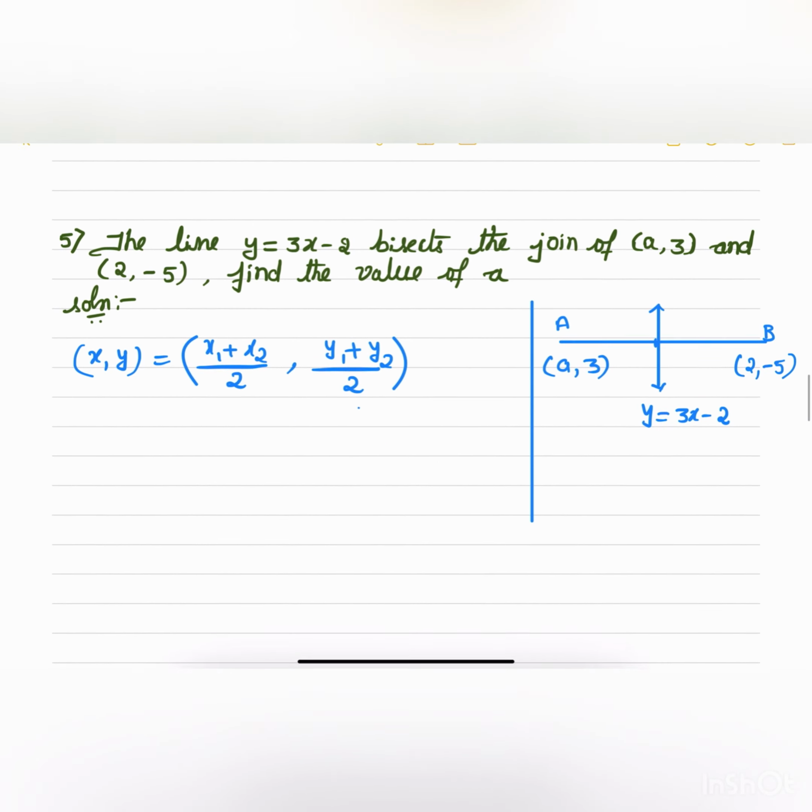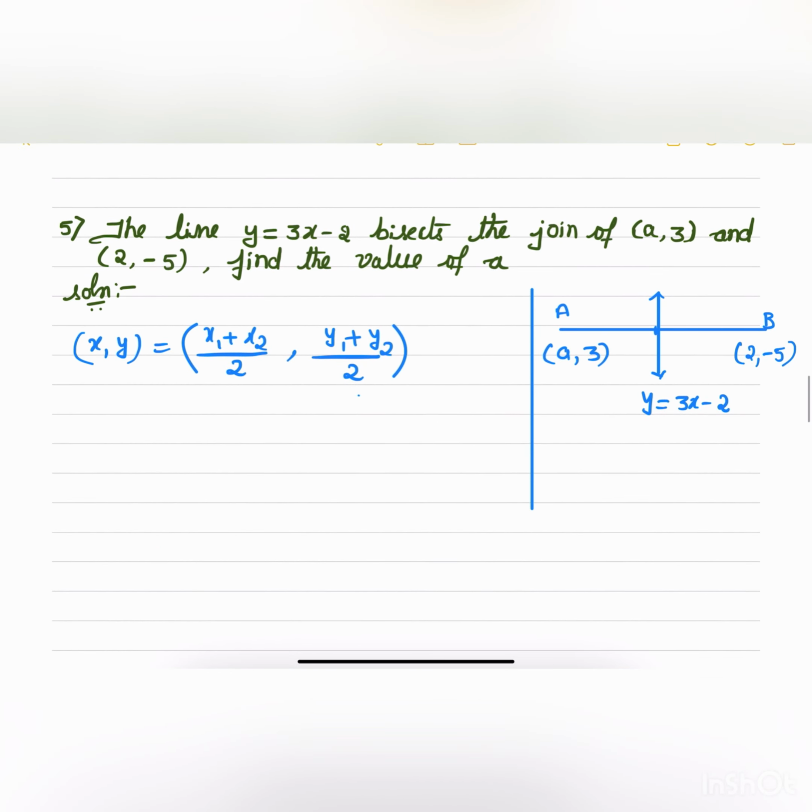Let us go for the fifth one. The line y is equal to 3x minus 2 bisects the join of (a, 3) and (2, minus 5). Find the value of a. So the join of (a, 3) and (2, minus 5) is bisected by y is equal to 3x minus 2, and we have to find out the value of a. In this case also, bisect means we are going to use the midpoint formula. So we'll start.